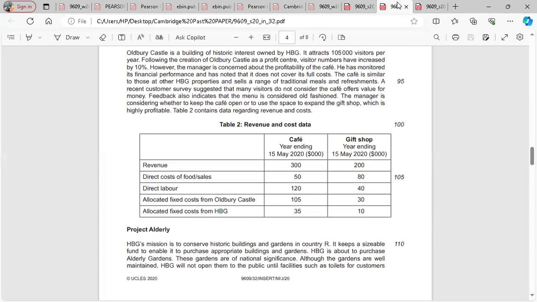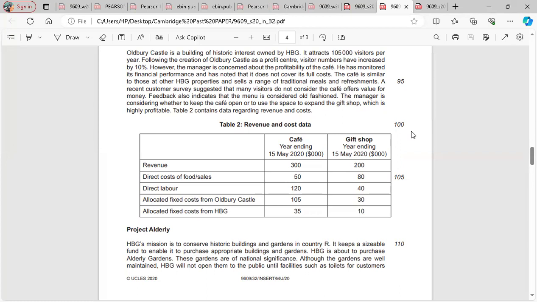I go back to the case study. For the cafe, the total revenue is 300,000. Then the total cost is 50,000 plus 120,000 plus 105,000 plus 35,000, which gives us 310,000. So 300,000 minus 310,000 gives us a negative 10,000. So the cafe is making a loss. Then the contribution of the cafe is total revenue minus direct cost, which is 130,000. So for me, the analysis is that the cafe should be closed down.